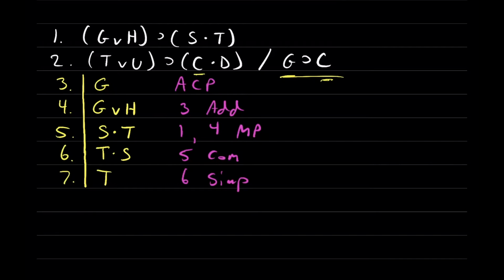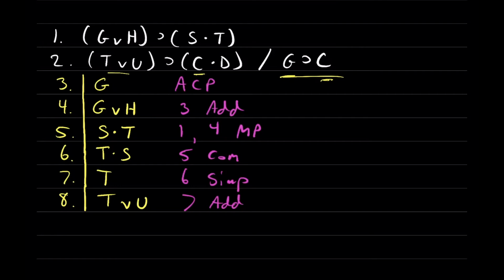Don't forget to continue your vertical line. We're not done with it. We'll only be done when we get C on its own line. Okay, we said once we got T, we could do another addition step to add U onto T to get the antecedent of that conditional up here on line 2. So I'm going to add U onto T from line 7 by addition.